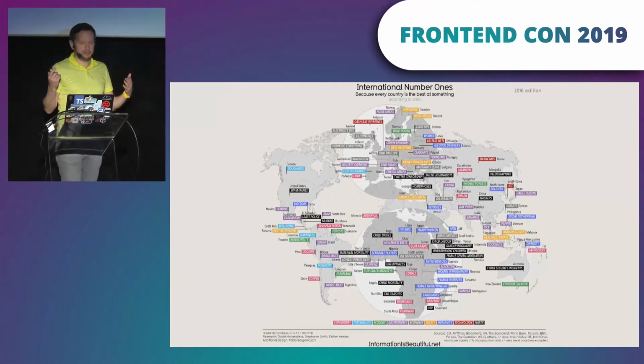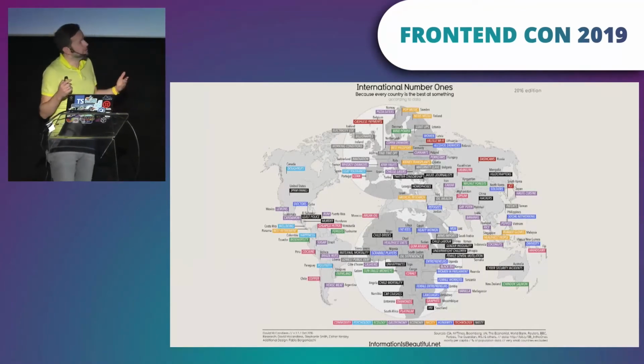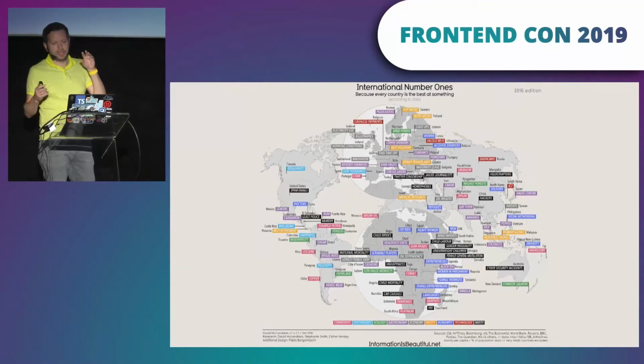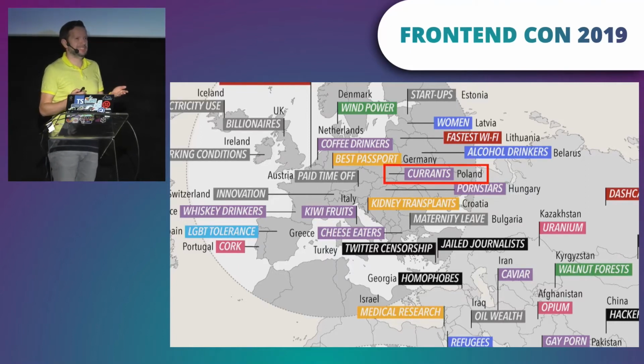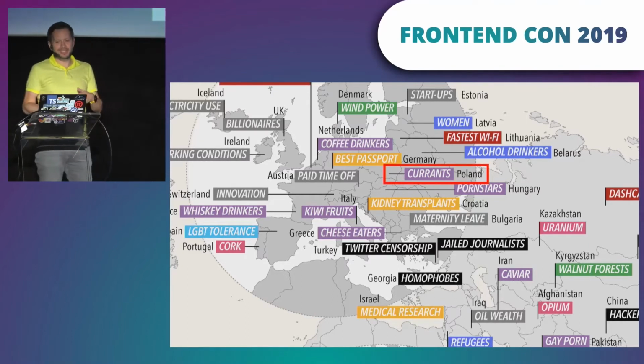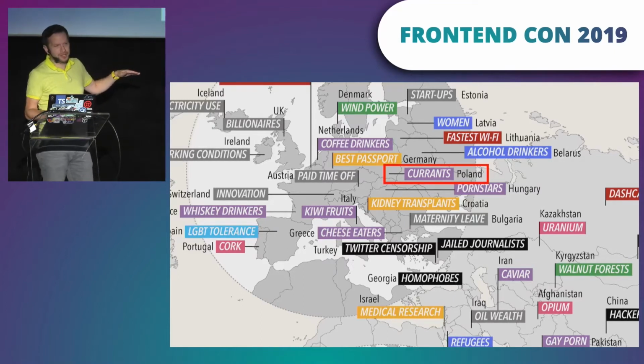So just one example, maybe some of you have seen this. This is the map of the world with each country and what it is most known for or best for. If we zoom in on our neck of the woods, Poland is for some reason most known for currants. Does it make sense? It does? Okay, so if you look at my country, Lithuania, we have fastest Wi-Fi, and this is the 2016 version. They had a 2010 version, where fastest Wi-Fi is way better than what we had in 2010.